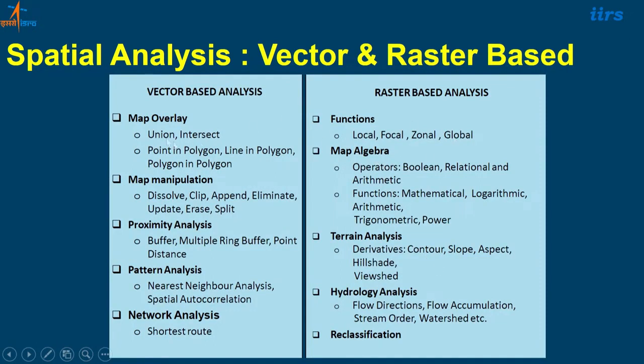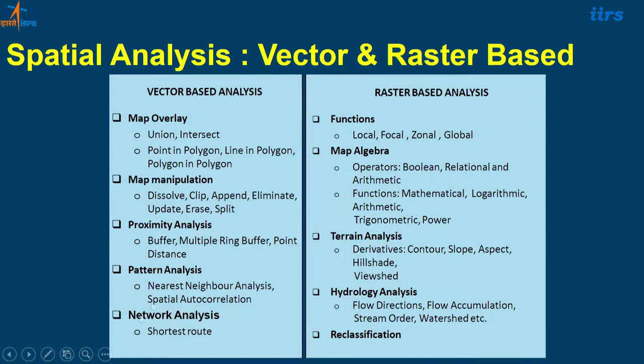Some of the methods, like map overlay I was talking about: you can have a union or the intersection of two layers or multiple layers. I can have point in polygon, line in polygon, or polygon in polygon kinds of operations. Map manipulation includes clipping, taking some part from that image, eliminating some of the portions, adding something to it, update, erase and split. These are some of the operations that we carry out in map manipulation. Similarly, for proximity, like I was talking, buffer analysis, it can be a multiple ring buffer, or point distance also. In pattern analysis, we can perform nearest neighbor analysis and spatial autocorrelation.